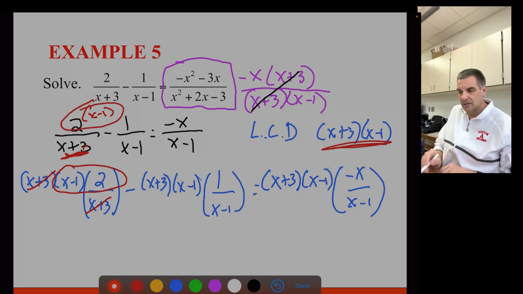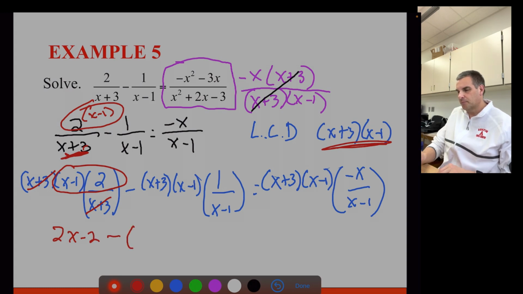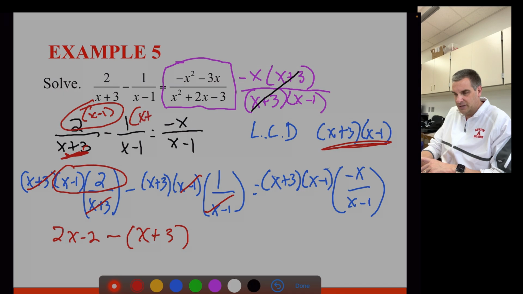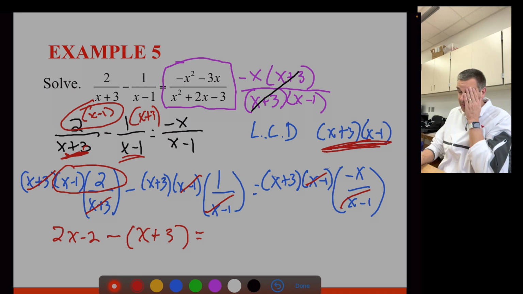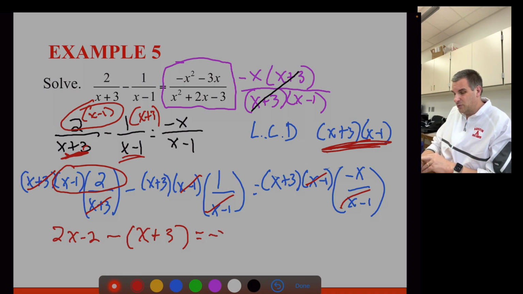Notice what's here. It's the same thing. So that would be 2x minus 2 minus, so we're going to put a parentheses. The x minus 1's cancel, so that leaves me with x plus 3. And again, I would put x plus 3 there if I was just comparing the denominators. Equals, the x minus 1's cancel each other out, so we've got negative x times x, so that's negative x squared. Negative x times 3 is minus 3x. And again, I would take this times x plus 3.